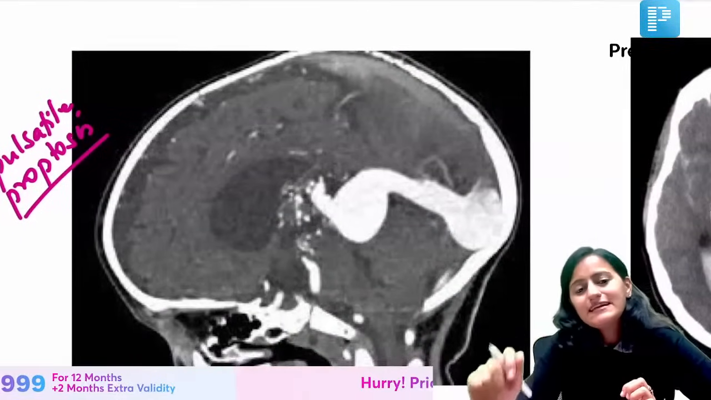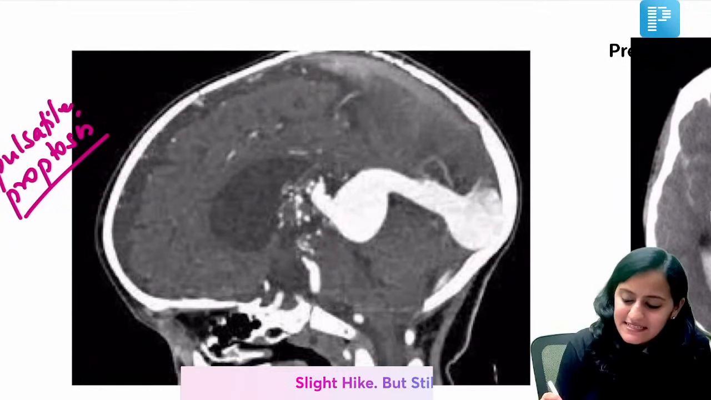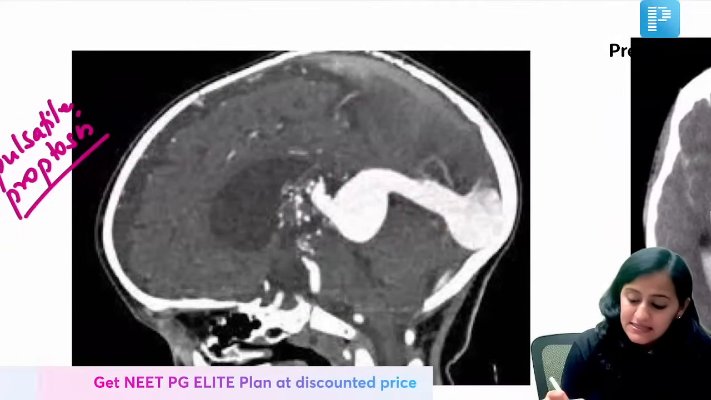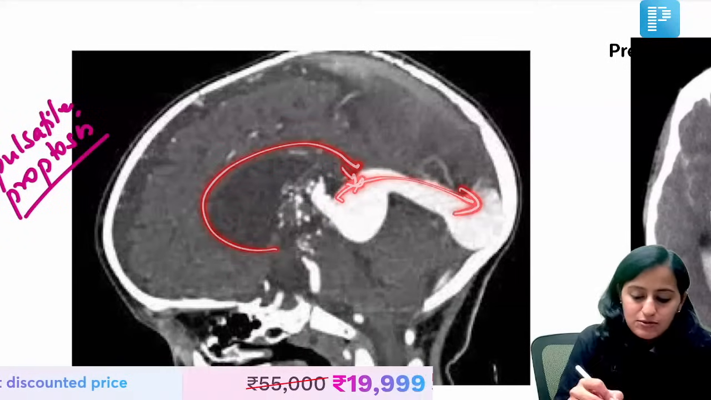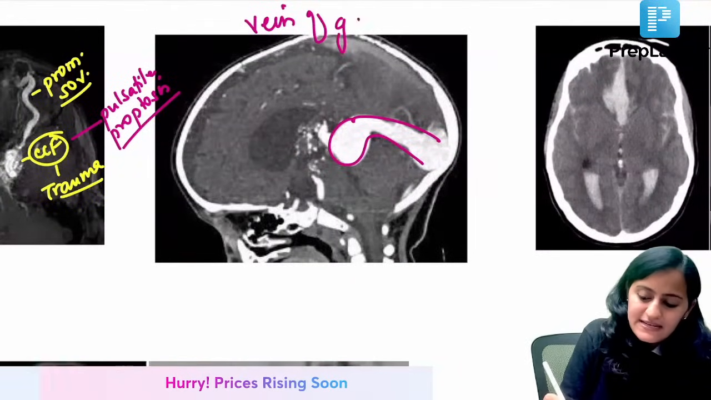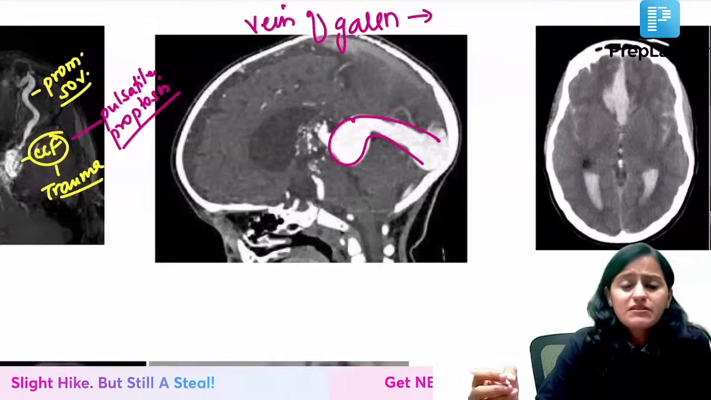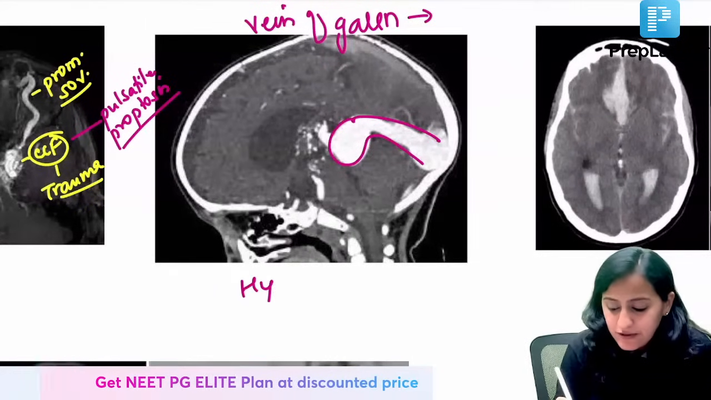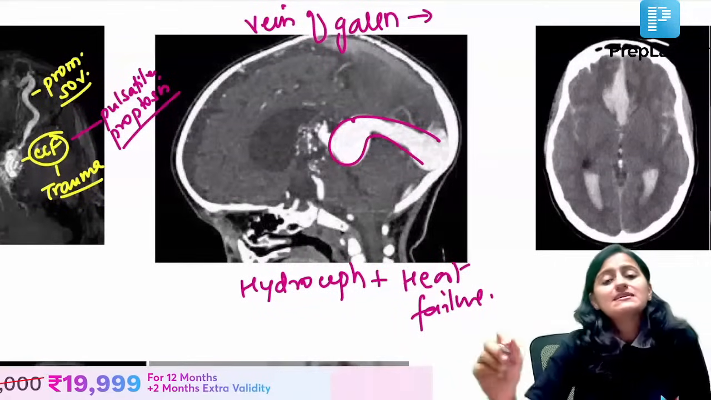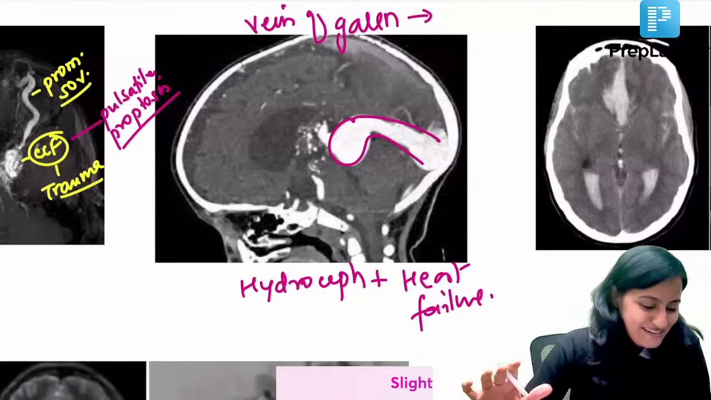Next one, right? Again a NEET PG exam question. What is this? Thank you, Sanket. Classically, when you see a prominent vessel in this position, draining into the straight sinus, coming down below the corpus callosum, this is the classical image of vein of Galen malformation, which is again an AV fistula, right? The classical history will be a newborn, a neonate with hydrocephalus, plus there is heart failure. Okay, hydrocephalus plus heart failure in a neonate is classical of vein of Galen malformation.